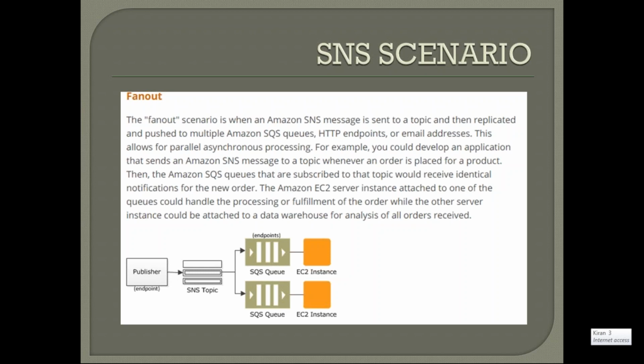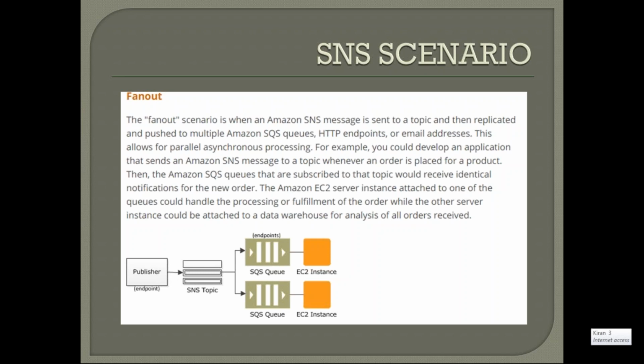So when you're ordering it, how will the orders be placed? The same scenario I am taking here for SNS. Whenever an order is placed for a product, the Amazon SQS queues that are subscribed to that topic would receive an identical notification for the new order. If you are ordering anything on Amazon or Flipkart, what this does is it takes the order and notifies the SNS topic that a new order has been placed.